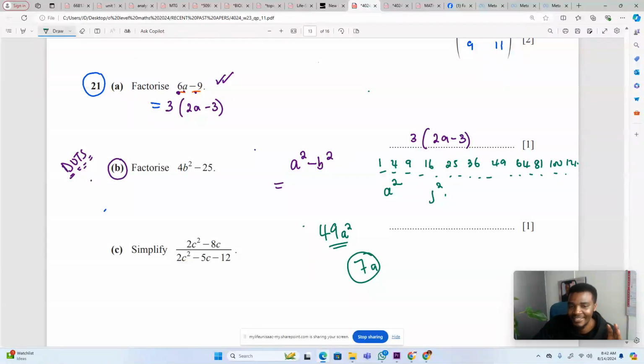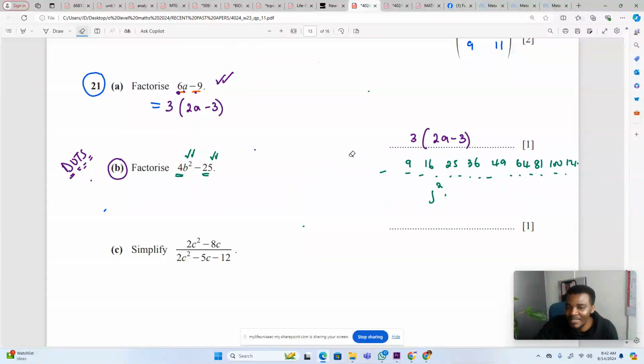So yes, we have a difference of two squares. 4b squared here is a square number. 25 here is a square number. So we are saying a square number minus another square number. So yes, it is a difference of two squares. If it is a difference of two squares, what are we going to do? The solution is so simple and very interesting.